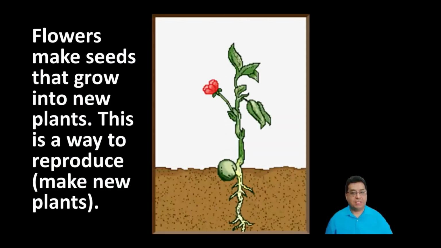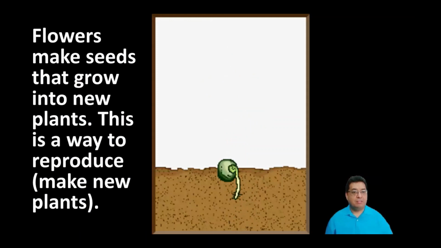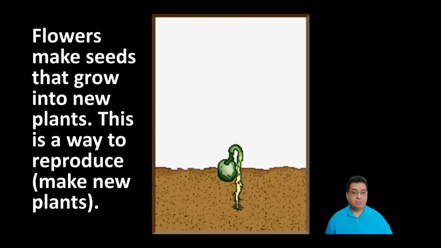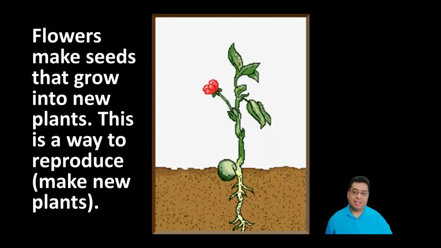Okay, so I got this animation here showing you how flowers make seeds that grow into new plants. This is a way to reproduce or make new plants here. And as you can see by this animation, the seed is growing and making a flower here, or a plant.